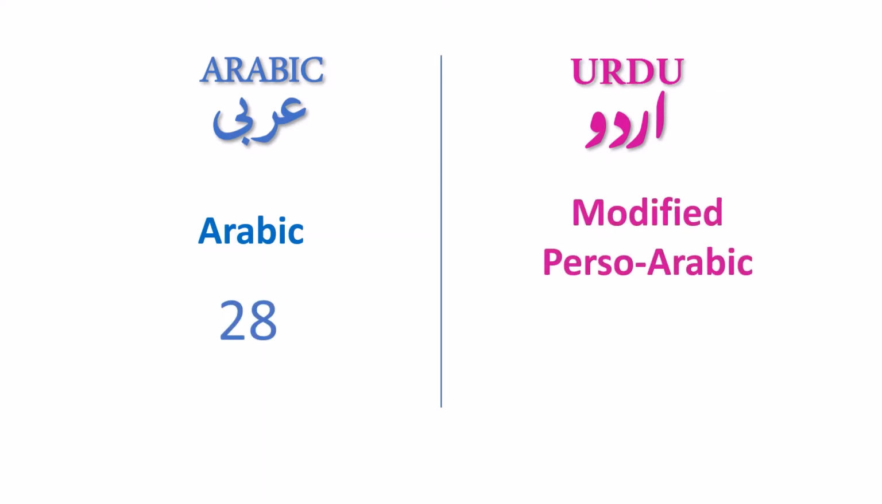Urdu and Arabic are occasionally mistaken for each other. Let's have a look at how similar these two languages really are. Arabic is written in the Arabic script and has 28 letters. Urdu is written in the modified Perso-Arabic script and has 38 letters. Although the script employed for Urdu is based on the Arabic script, these two languages couldn't be more different from each other.